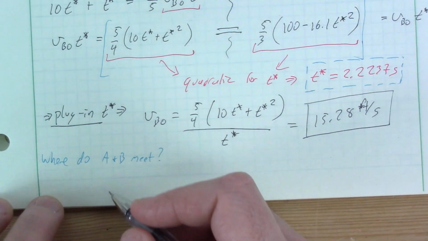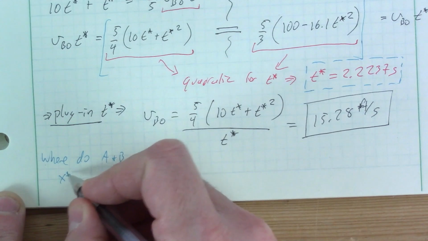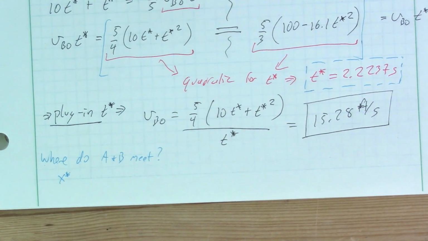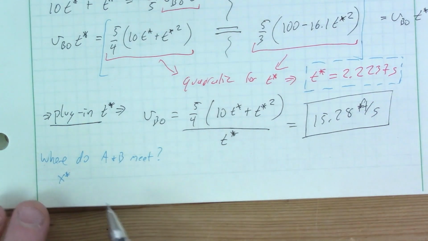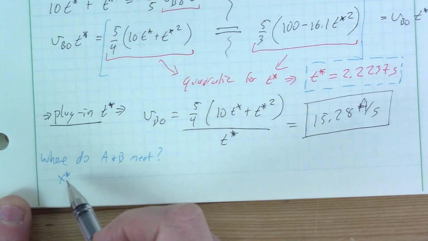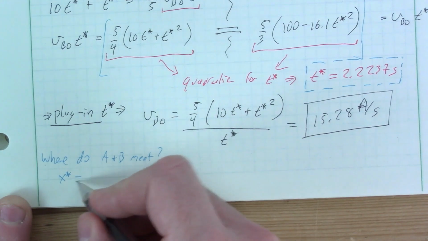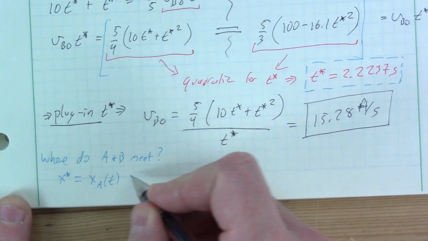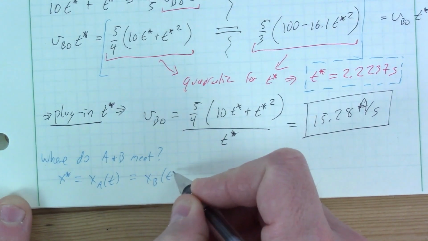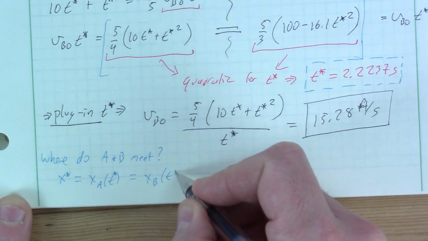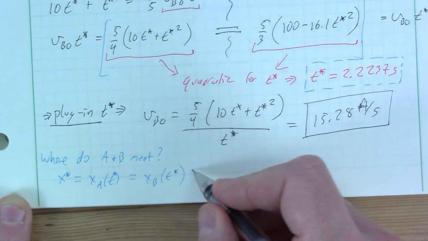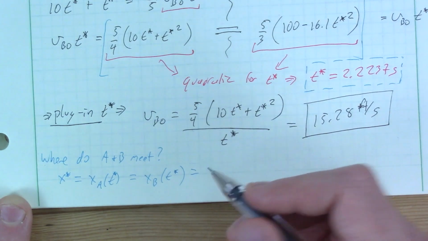This is something you should always be ready to do: say, okay, now I have a final answer, what does that say about the actual system? Well, we know that they meet at y equals 0, but at what x location do they meet? That would be the x star, the point of the collision. That's going to be xA of t or xB of t, evaluated at t star, the important time.